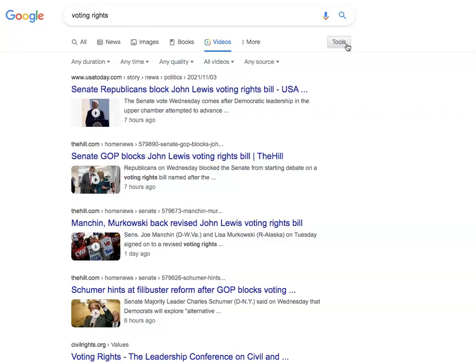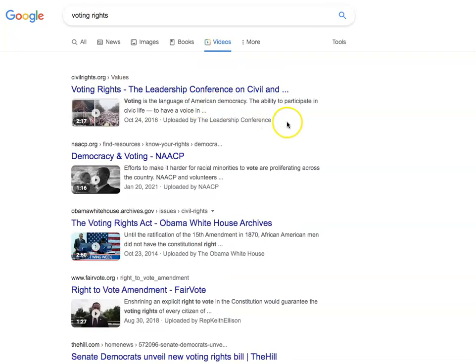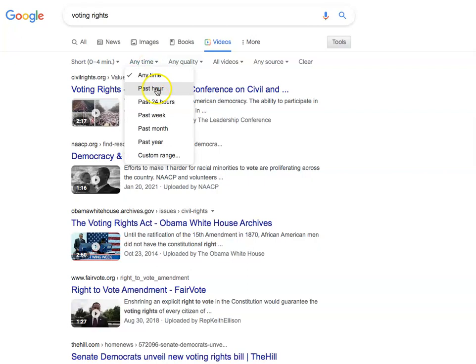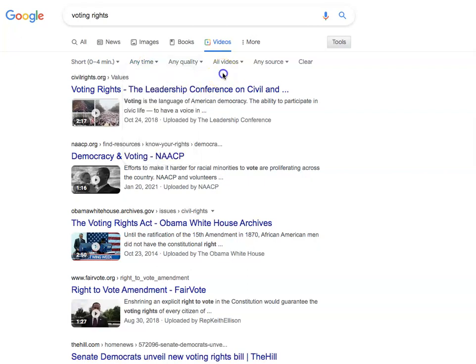Under tools, there's this other very interesting thing. Suppose you're going to add a video to a presentation, but you want it to be really short. You can pick durations and only find 4-minute videos. You can also choose any time: things that have been loaded in the past year, past week, or 24 hours. Quality and other things. That might be something you did not know before, but it's available to you on Google. This tool section often changes, so keep an eye on it and see how it might be useful for you in different situations.